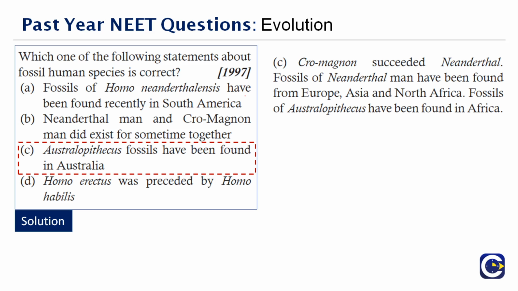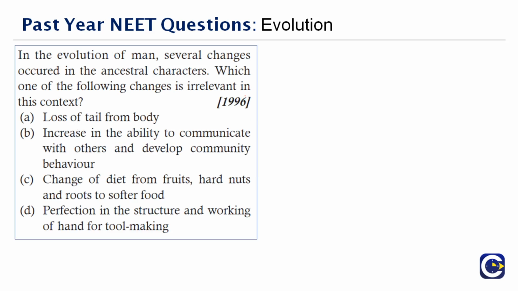Australopithecus fossils have been found in Australia. Is it right? It has been found in Africa and Australia. Therefore the right answer to this question is option C. Next question here. In the evolution of man, several changes occurred in the ancestral characters.